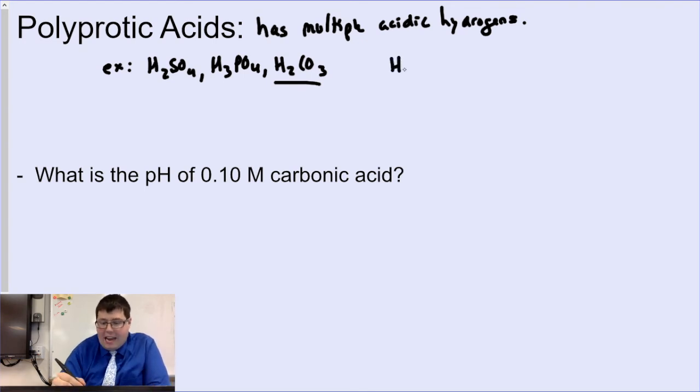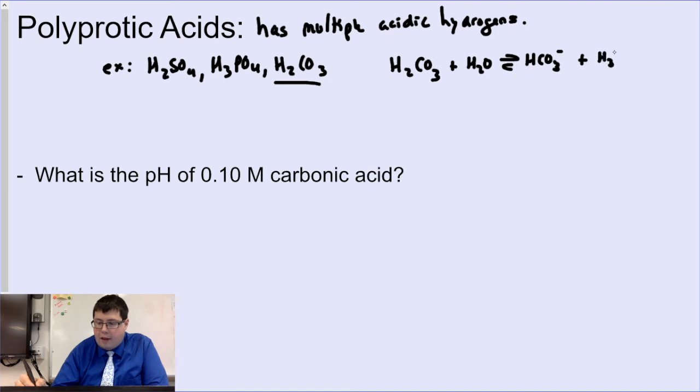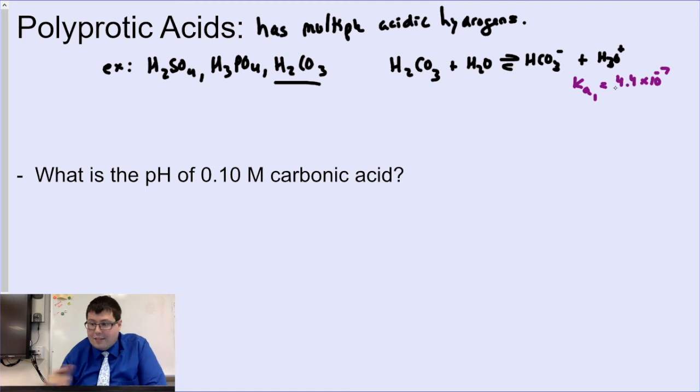So for my first equilibria, my H2CO3 is going to go ahead and donate a proton to a water, and then it's going to form its conjugate base, HCO3 minus, and that's going to liberate an H3O+. Now this is going to have a Ka associated with it, and if you look up the Ka for the first proton, we're going to call it Ka1. The Ka for the first proton from H2CO3 looks like it is 4.4 times 10 to the minus 7. So like we've said before, H2CO3 is a weak acid. We can tell that by the Ka. It's very low, but it's still going to lose a proton here and donate to be an acid in solution.